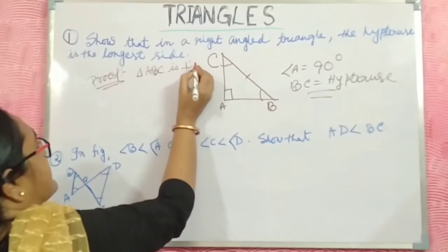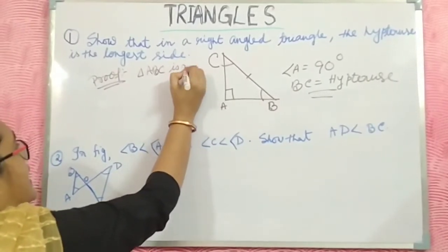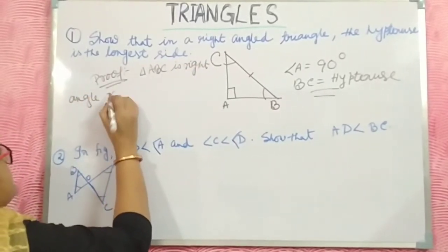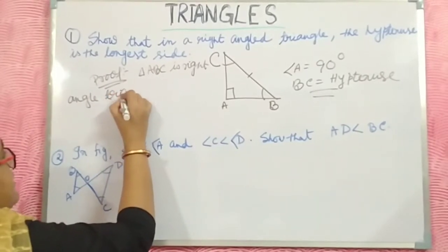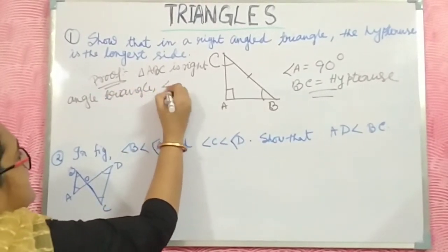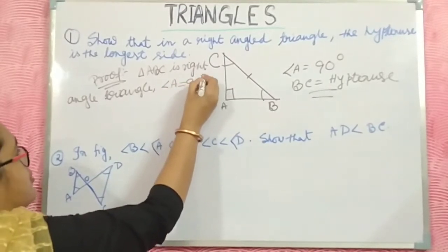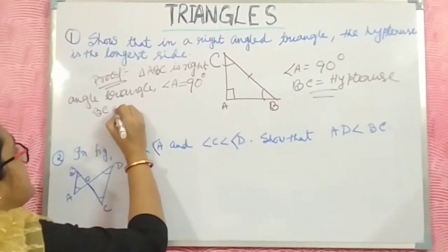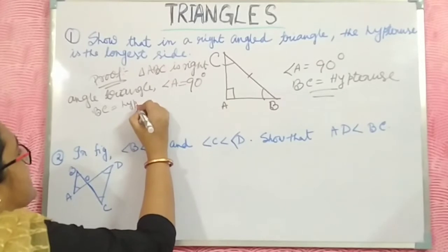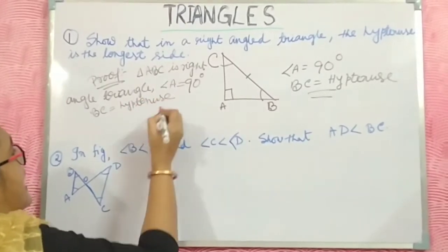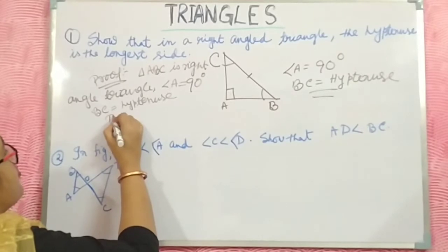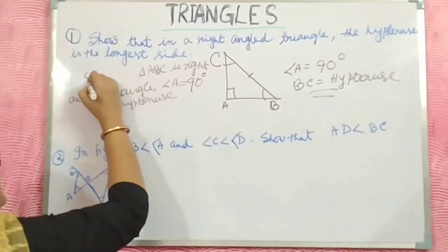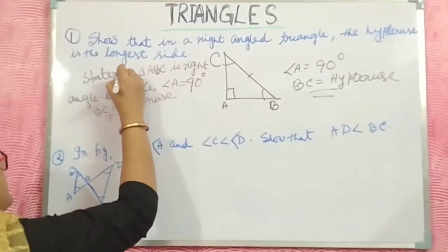Triangle ABC is a right angle triangle, and angle A is 90 degrees. This is also the given data, and BC is the hypotenuse here. Now I want to prove, this is to prove. This is the given data, this is also the statement. You have to write like this statement.